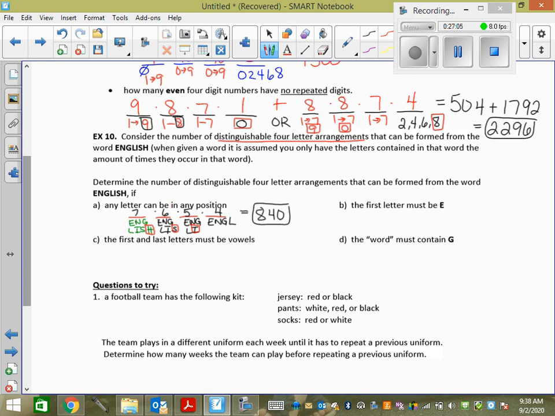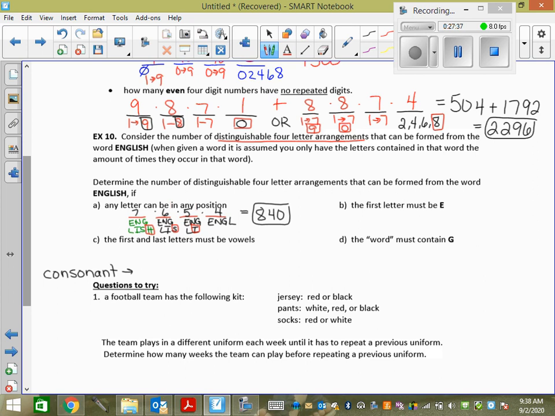So the next one is the first letter must be an E. C is the first and last letters must be vowels. So everyone's really good with a vowel. A vowel is A-E-I-O-U. It's never Y. There's no sometimes Y in math, okay? Because we're not forming words where we need to have a Y as a vowel, okay? The other thing that people forget about is consonant, because you don't say it. You say vowels all the time. Consonant. What's a consonant? Not a vowel. It's not a constant, like a number without a variable. It's a consonant. It's not a vowel.